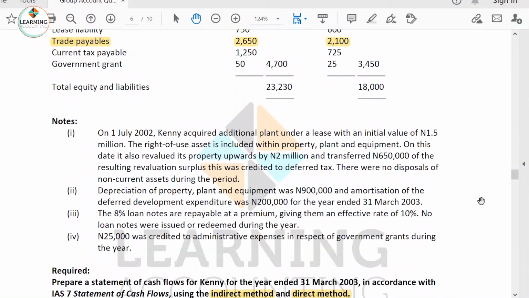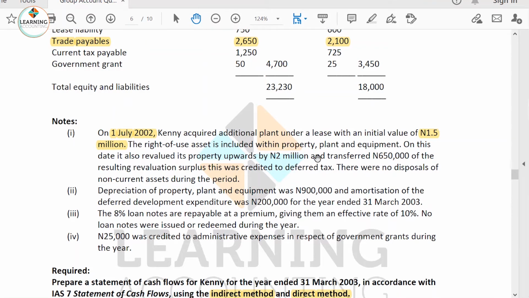Okay, let's take the additional information one after the other. So the first one says on the 1st of July 2002, I believe that's the beginning of the current year, or that's during the year, Kenny acquired additional plants under a lease with an initial value of 1.5 million. Of course, this doesn't give rise to investing activities, but it will give rise to a financing activity item, and we'll get there. The right of use assets is included within the property, plant, and equipment.